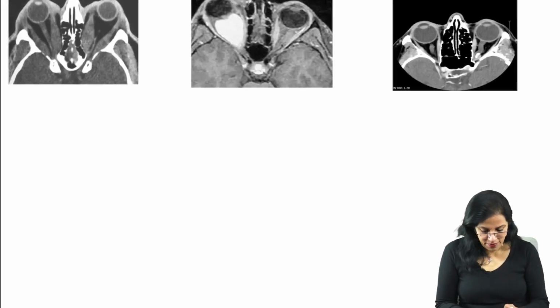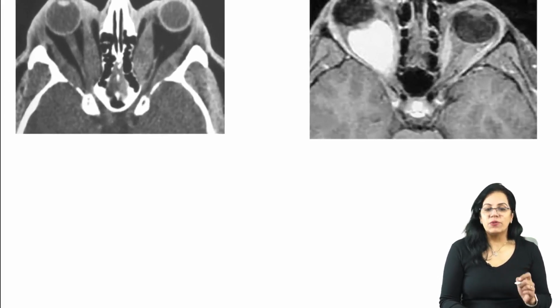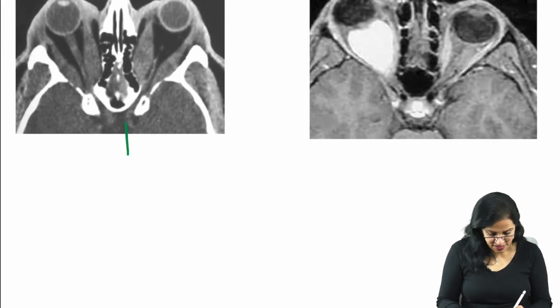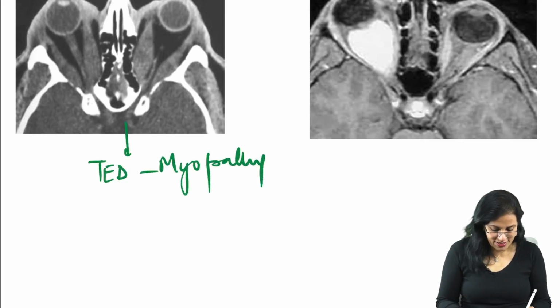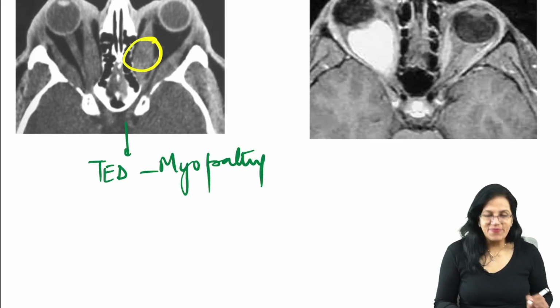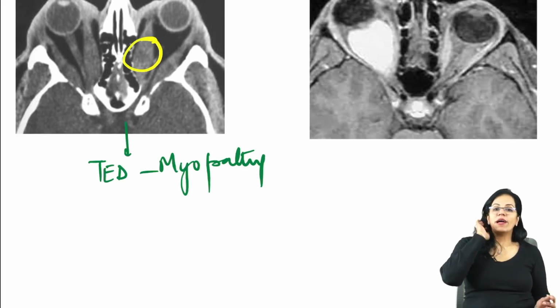So let us take one by one. First, looking at this, what do you see? We see that the belly of the muscle is involved and the tendons are spared. Yes, we are talking about thyroid eye disease, and this is the myopathy in thyroid eye disease, right? So can you see this is the main belly which is involved. So it's a thyroid myopathy.